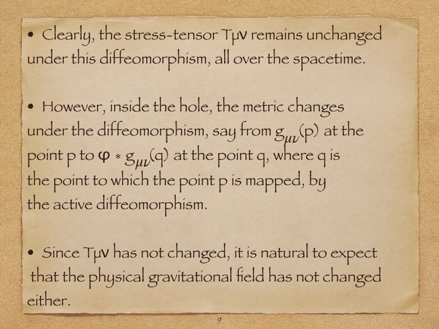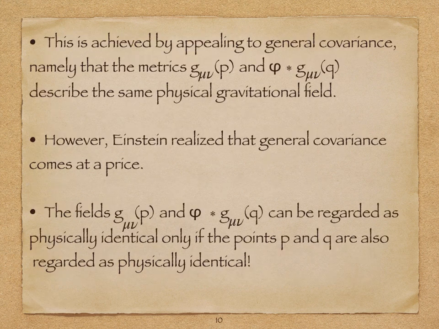Now, since T mu nu has not changed, it is natural to expect that the physical gravitational field has not changed either. So you have changed the metric from G mu nu at P to phi star G mu nu at Q. But since you have not changed the stress energy tensor distribution at all, on physical grounds you expect that the gravitational field doesn't change. Matter produces gravity according to the laws of general relativity. No change in the matter distribution. The gravitational field should be the same even if the metric has changed. Okay, now it gets interesting.